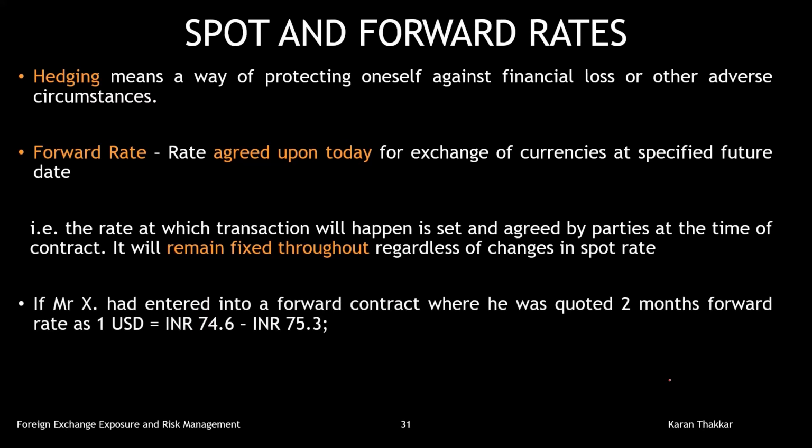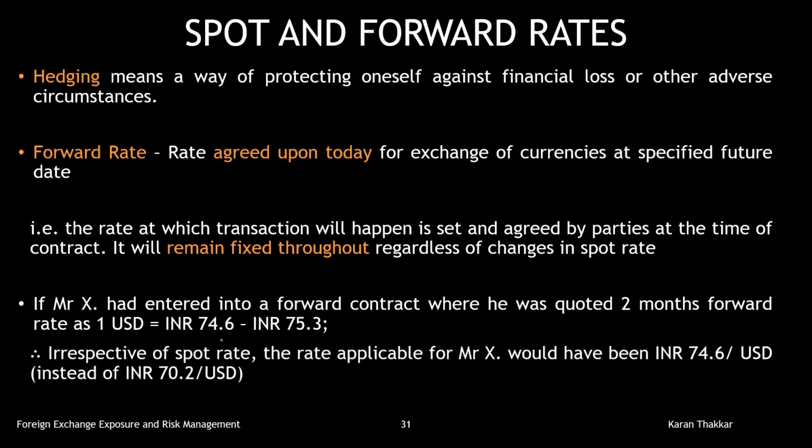Coming back to the example of Mr. X, say if we had entered into a forward contract where he was quoted the rate of 1 USD equals to INR 74.6 to 75.3. So irrespective of the spot rate after 2 months, the rate that would have been applicable to Mr. X would be 74.6 rupees per dollar instead of say 70.2. Therefore, Mr. X has certainty that after 2 months he will receive 7.46 crores.